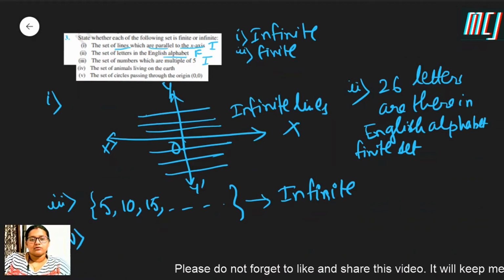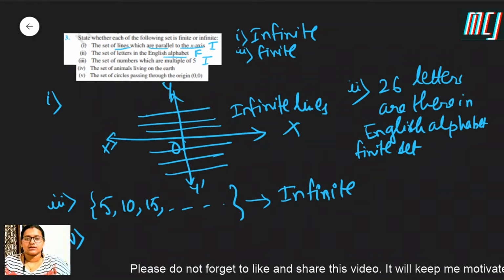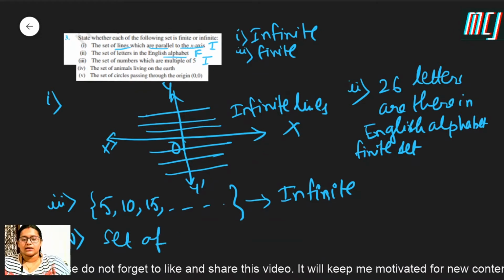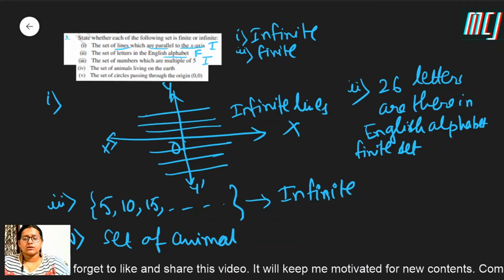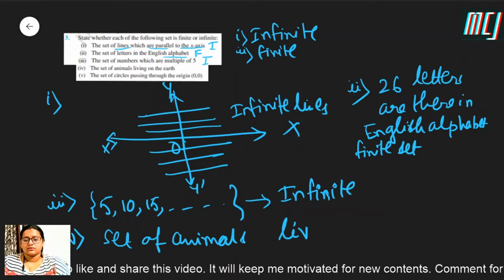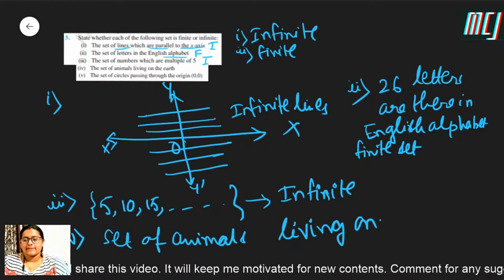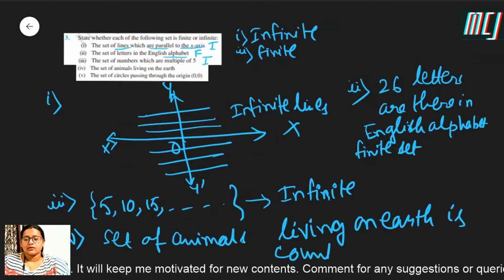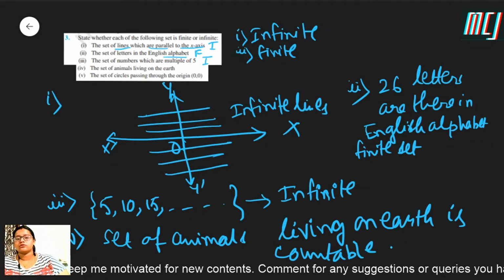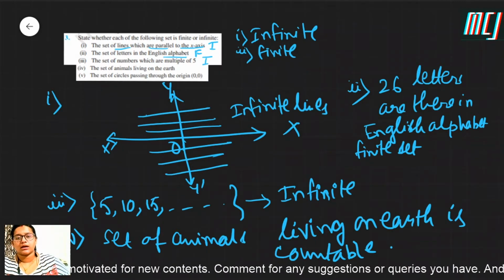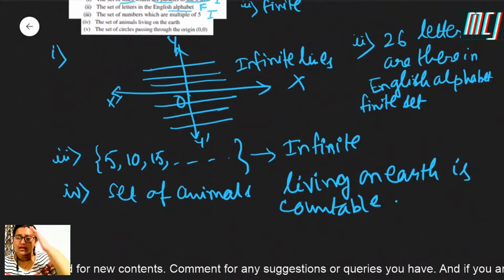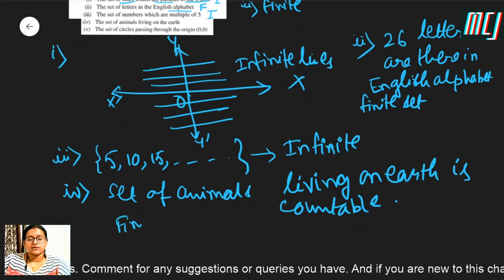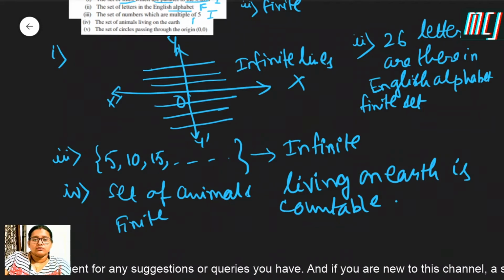Okay. Now see 4, the set of animals living on the earth. So the set of animals living on earth is countable because we have the count. Yeah, some people may not have the count, but officially it is countable. So the set is a finite set. So this is also finite.